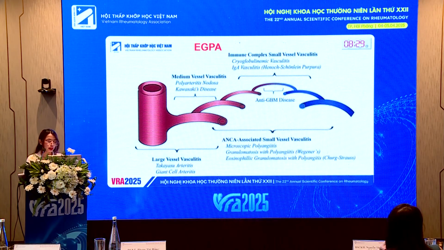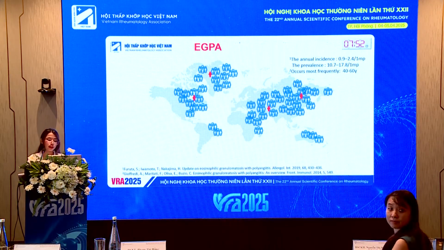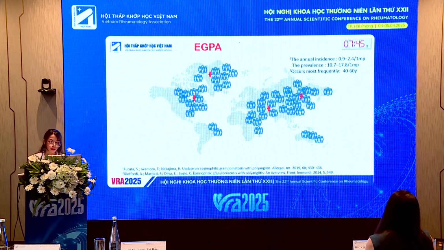So this is a review of eosinophilic granulomatosis with polyangiitis, abbreviated as EGPA. EGPA was first reported by Churg and Strauss in 1951 and classified as a type of small vessel vasculitis associated with ANCA, which is characterized histologically by eosinophilic tissue infiltration in addition to vasculitis. The annual incidence and prevalence of this disease are 0.9 to 2.4 per 1 million people and 10.7 to 17.8 per 1 million people, respectively.